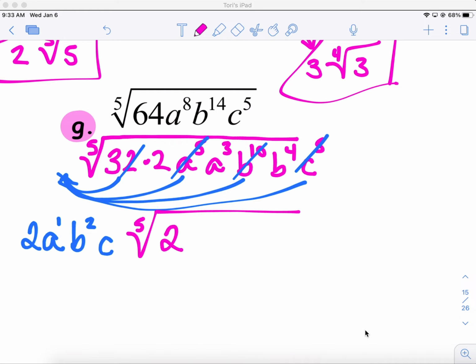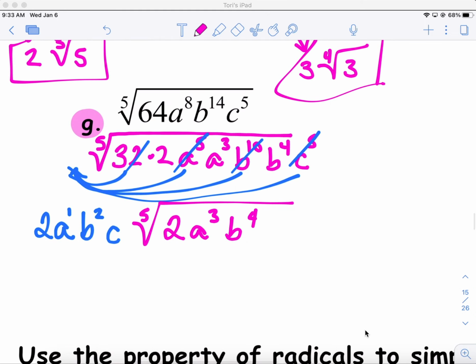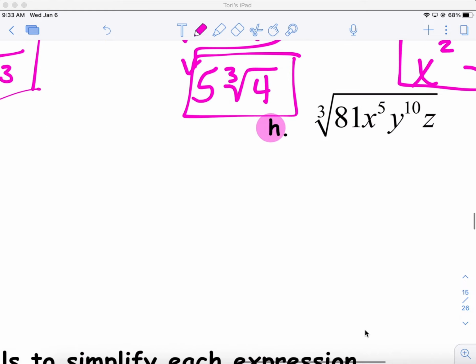So I had a 2, A to the 3rd, B to the 4th, and that would be the end of my answer. Okay? You don't need the 1 on the A, just so we're clear. All right, let's try one more like that.